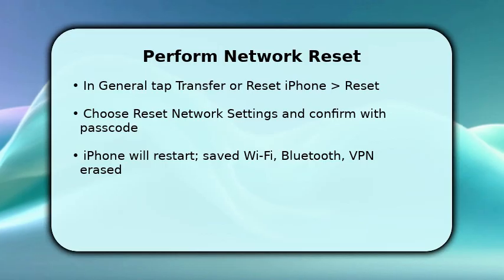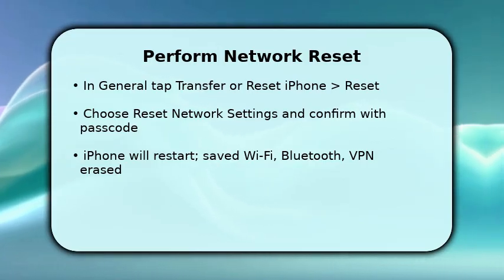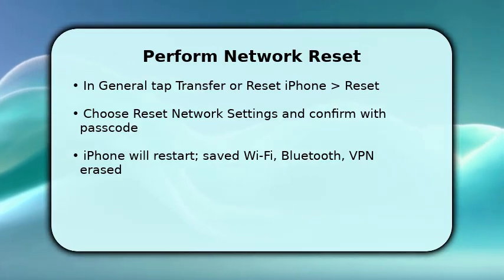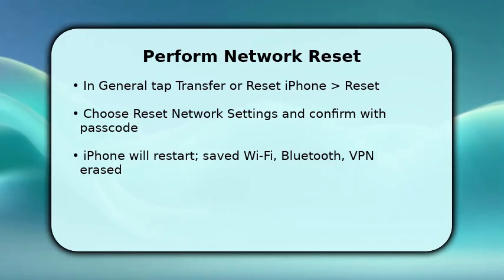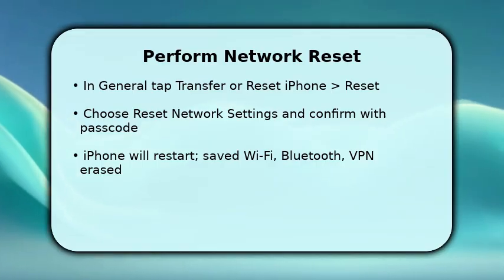Enter your device passcode when prompted to authorize the action. This prevents accidental resets. The phone will immediately clear saved Wi-Fi passwords, Bluetooth pairings, and VPN settings, and then reboot. Once the restart begins, wait for the lock screen to reappear.